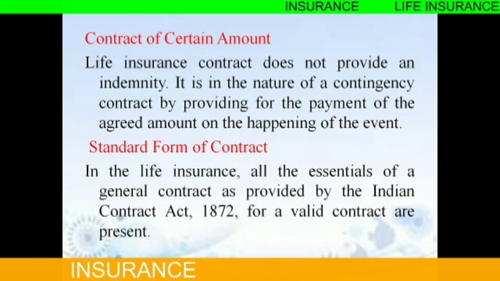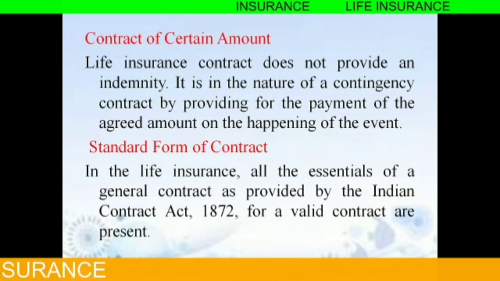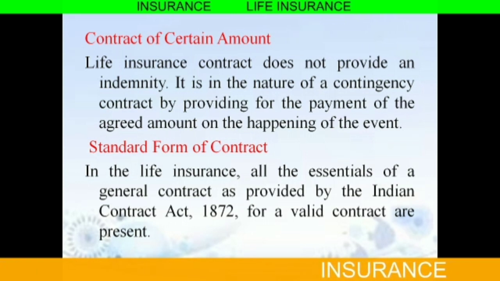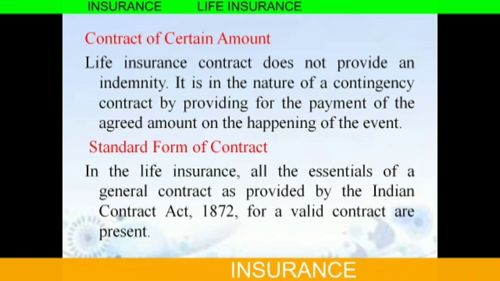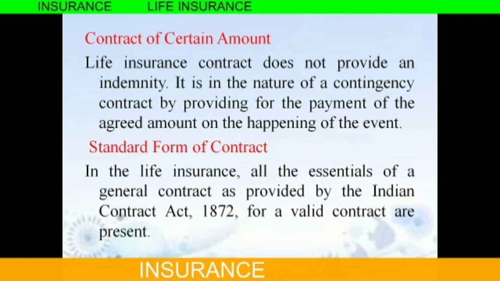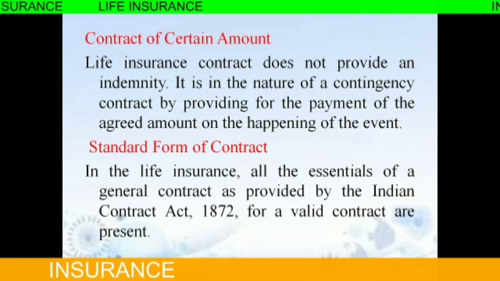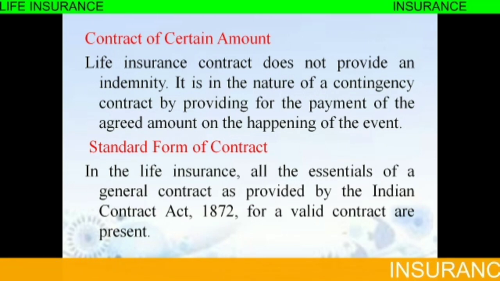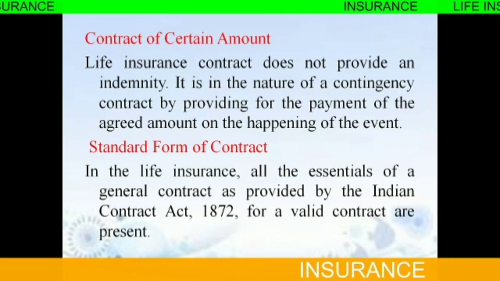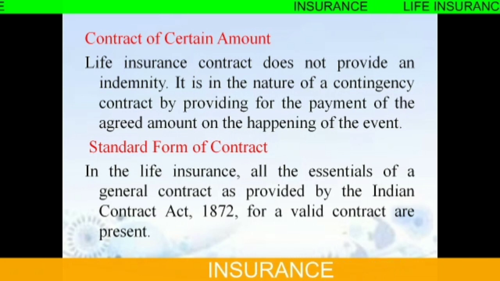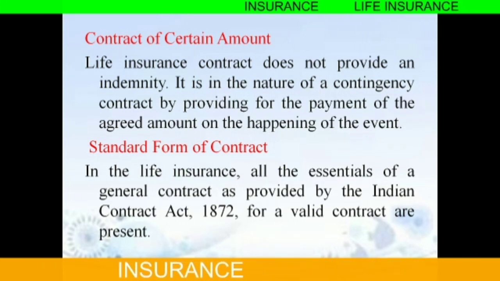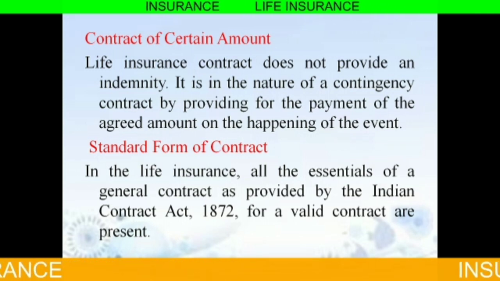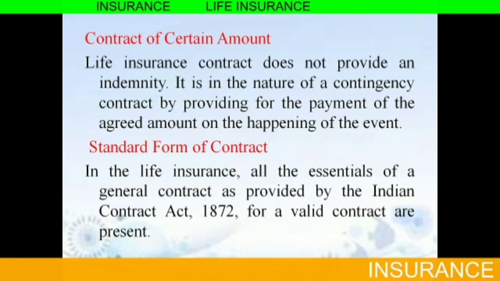And the next one is a standard form of contract. In life insurance, all the essentials of a general contract, as provided by the Indian Contract Act 1872 for a valid contract, will be there in the case of a life insurance policy. So based on the Indian Contract Act, what are the essential conditions? All the essential conditions of a valid contract will be applicable for a life insurance contract.